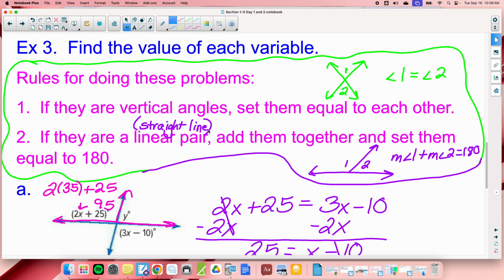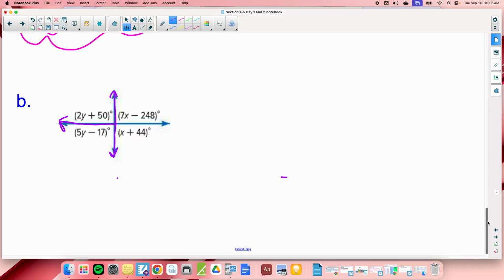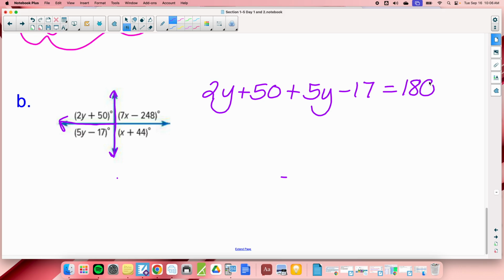So if they form a straight line, you add them together and set them equal to 180. So I'm gonna do 2y plus 50 plus 5y minus 17 equals 180. Each time you do these, you have to ask yourself, do I set them equal? You do that if they're vertical. Or do you add them together and set them equal to 180, which you do if they are a linear pair.